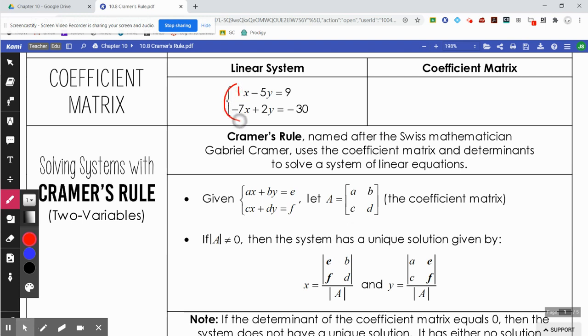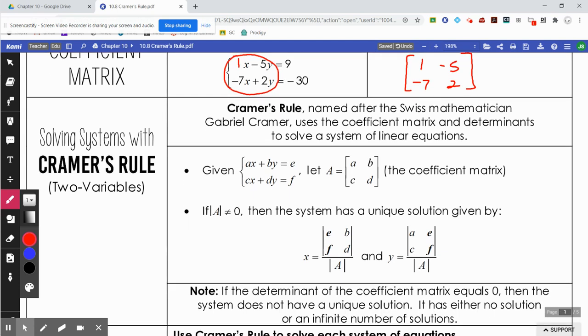So what we're going to do is take our x and y's here, and make a matrix out of just our coefficients. So that'd be 1, -5, -7, and +2. That would be your coefficient matrix. And now let's use this to actually solve some systems.